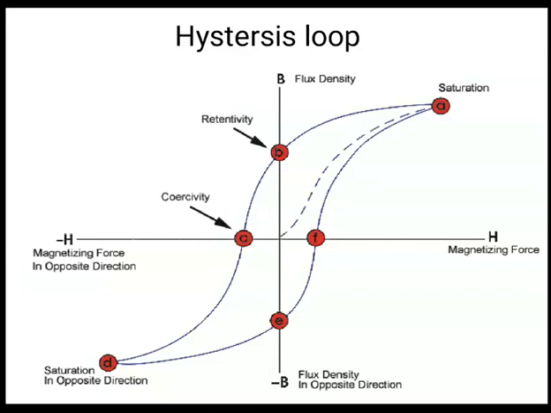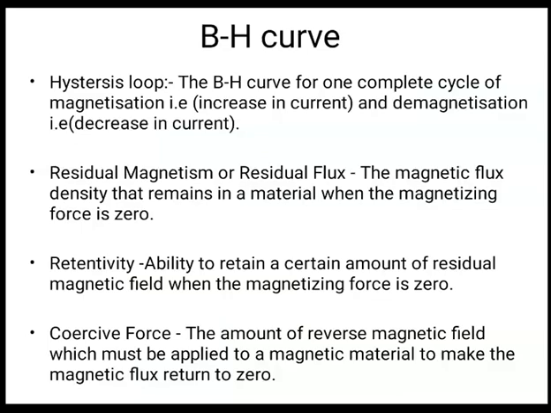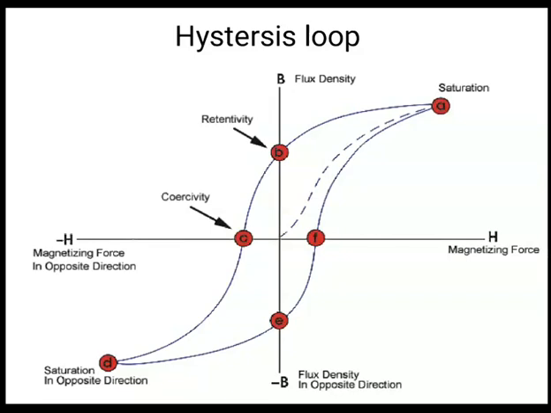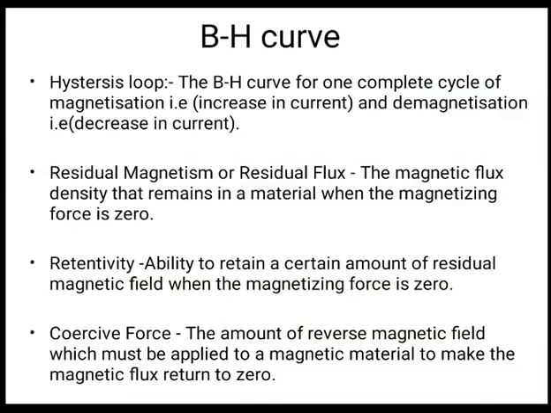Okay. So what is the hysteresis loop? The BH curve for one complete cycle of magnetization, that is increase in current, right? And demagnetization, that is decrease in current. What do you mean by residual magnetism? The magnetic flux density that remains in a material when the magnetization force is 0. You can see here H is 0, still we are getting some flux density at point B, right? So that is nothing but residual magnetism.